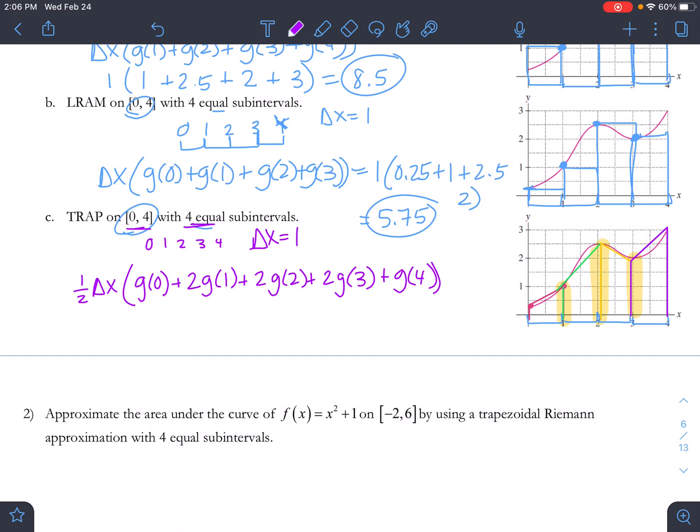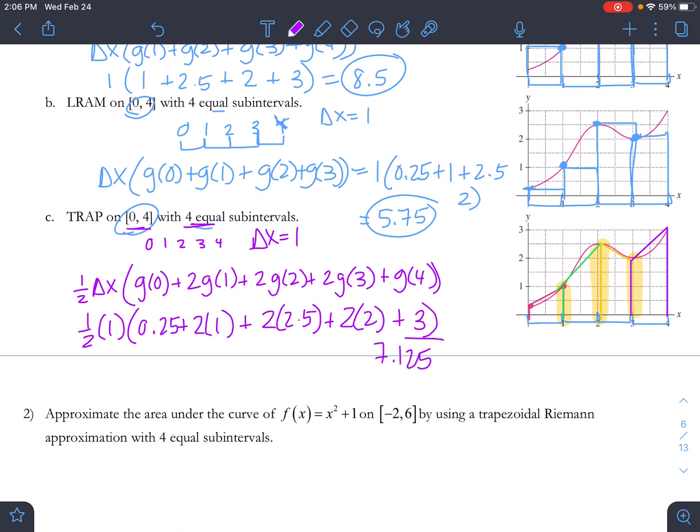And we end up with, let's see here, 1/2 times 1. G of 0 was 0.25 plus 2 times 1 plus 2 times 2.5 plus 2 times 2 plus 3. Okay, we add those all together, and you get 7.125.